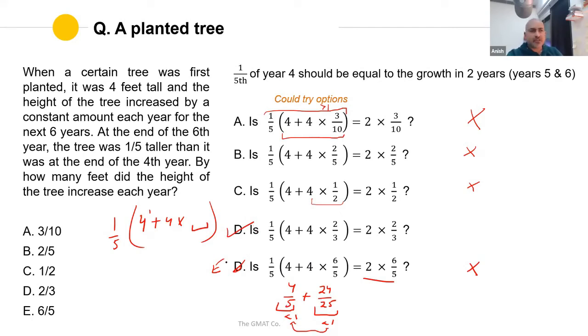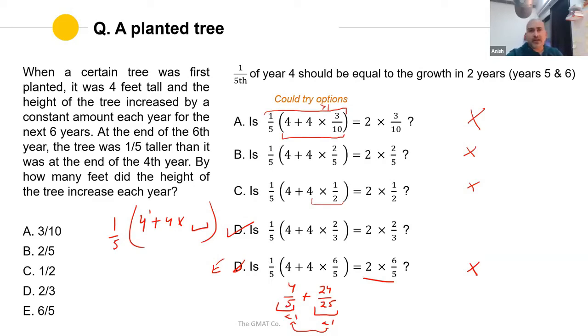I could, to be more certain, calculate it also. But just because I've been able to eliminate the others, that also leads me to understand D will be correct. So what we did here was we started off with the answer choices and checked which one fits. Of course, we could go the algebraic way here as well. That perhaps was a very clean way to deal with this question.